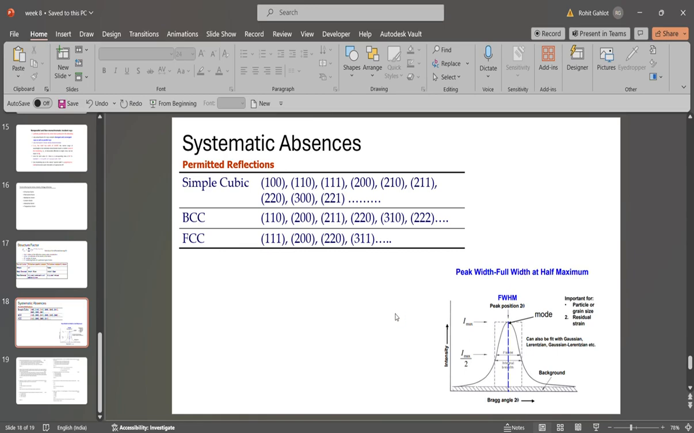So the overall intensity can be written as the structure factor squared times the polarization factor P times the Lorentz factor, which is 1 plus cos square 2 theta divided by sine square theta cos theta, times the absorption factor, then e to the power minus 2M. And the plane which has atoms exactly half a wavelength out of phase will be somewhere deep inside your crystal, right? And there destructive interference will take place.